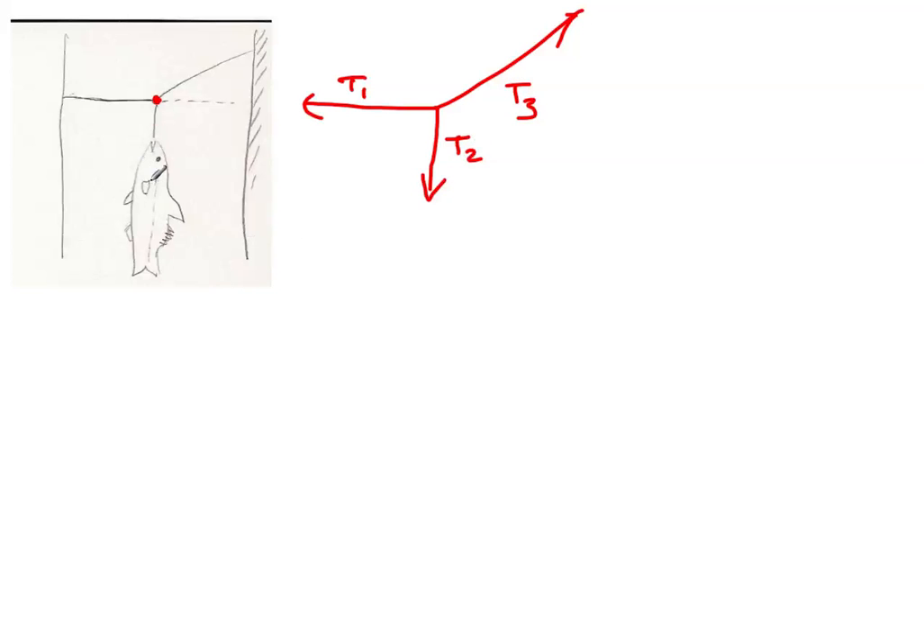Now I know a little more about T2 because I can draw a free body diagram of the fish. So here's the fish. We have mg pointing down, and we have T2 pointing up. So if I make the one and only equation that I can make from this picture, I would say T2 minus mg is equal to 0, so that means T2 equals mg.